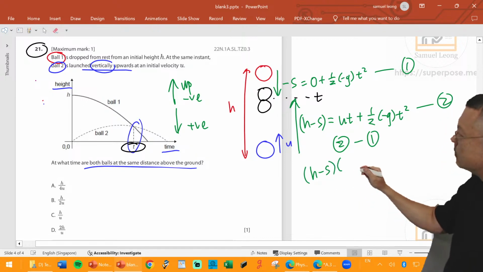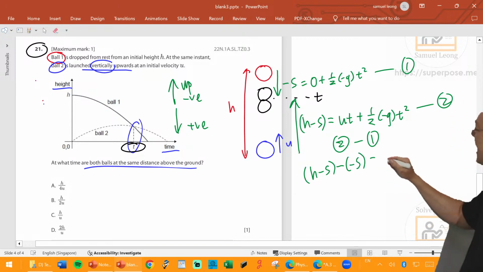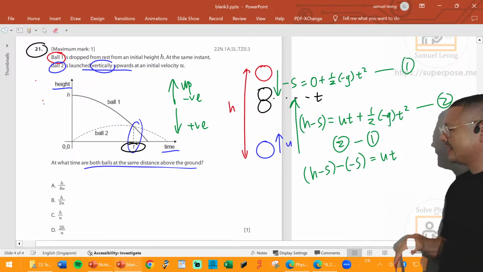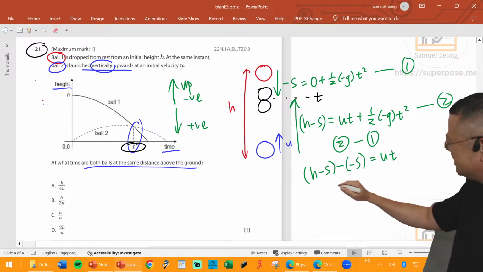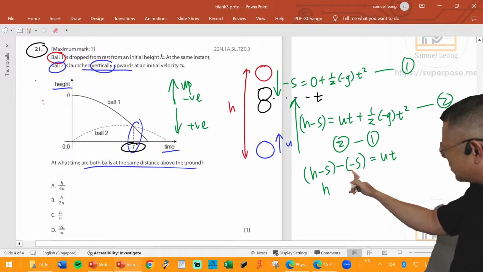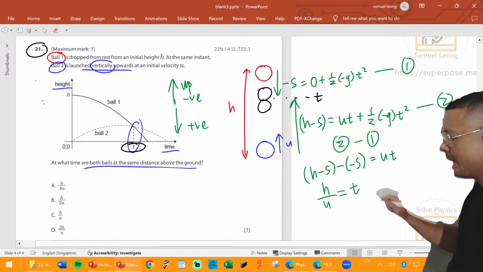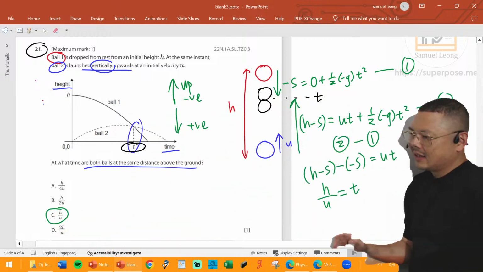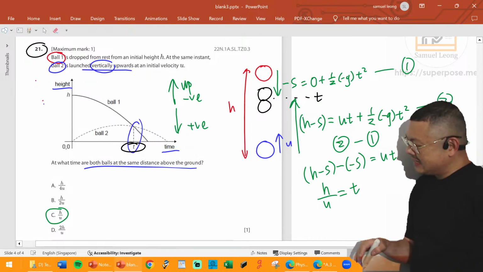Oh, this will be the tricky bit. H minus S minus negative S. I don't know whether this is correct. I hope this is correct. Equals u t. I better hope that this is correct now. Then H minus S plus S becomes H divided by u equals t. I'm sorry, I would have to just choose C and then quickly move on already, because I spent a lot of time on this. Is the answer C though?